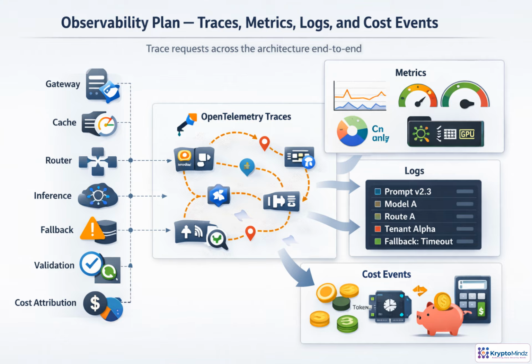Metrics show system health: latency, errors, cache hits, routing mix, token usage, and GPU condition. Structured logs explain decisions, including prompt version, model version, tenant, route, and fallback reason. Cost events connect technical behavior to spend, showing tokens, provider, model tier, GPU time, and cache savings.